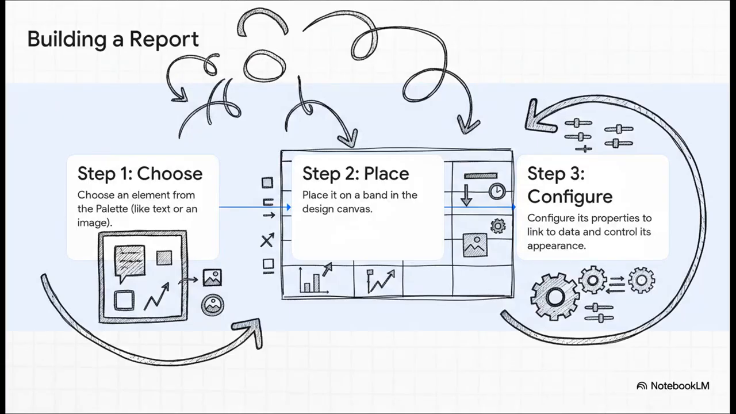And you know what's cool? The whole process is basically just 3 simple steps, over and over. 1, you grab something from your toolbox, a text field, an image, whatever. 2, you drop it onto one of those bands we just talked about. And 3, you tell it what to do, what data to show, what color it should be. That's it. That's the core loop of building a report.